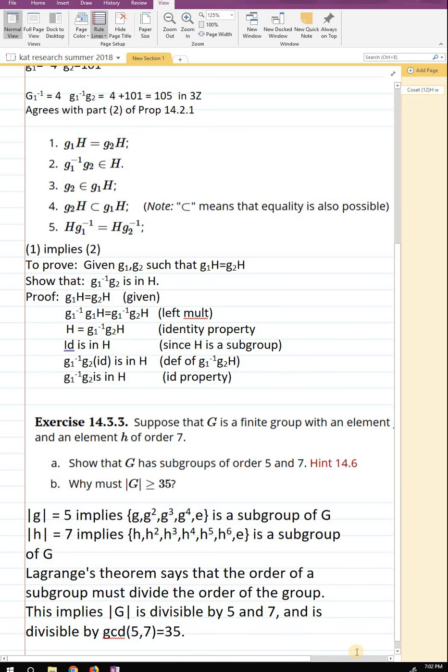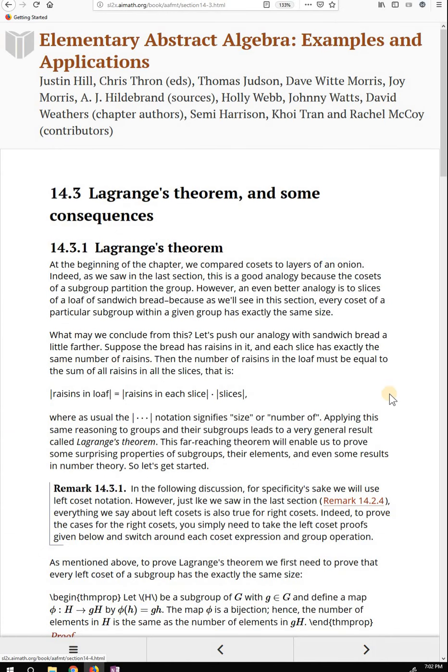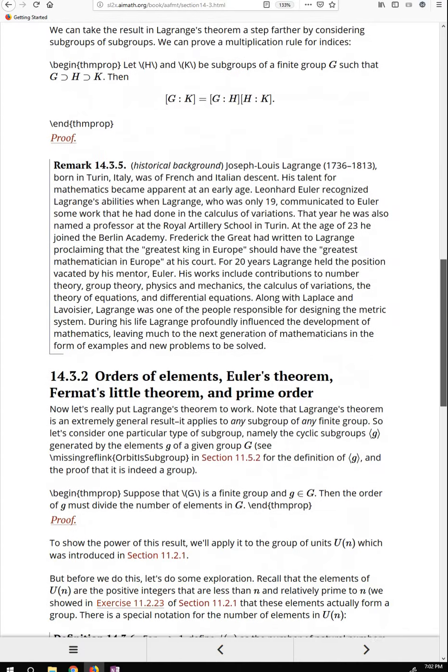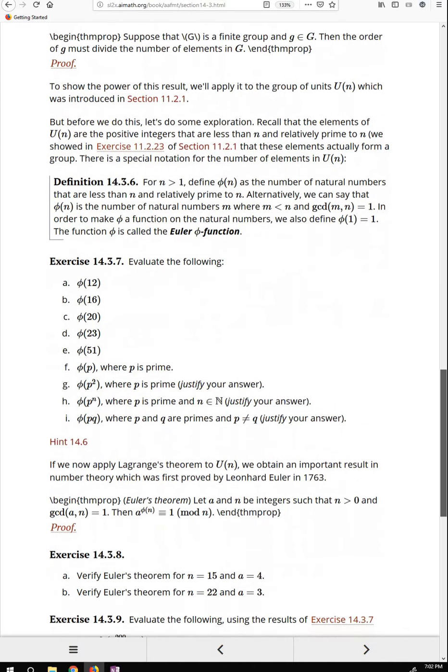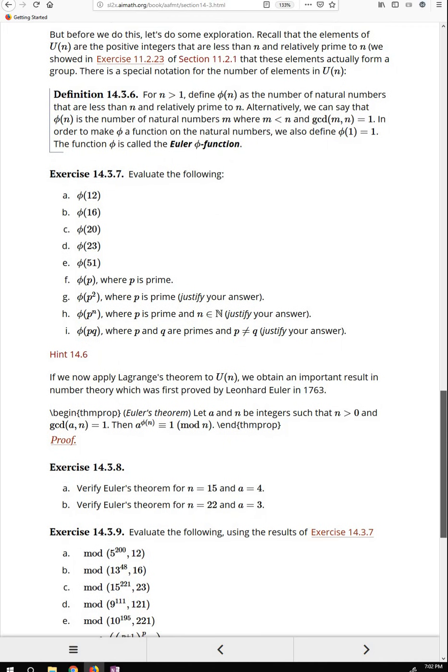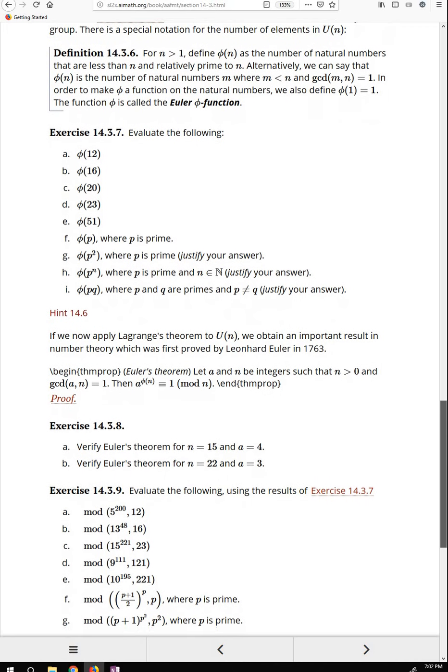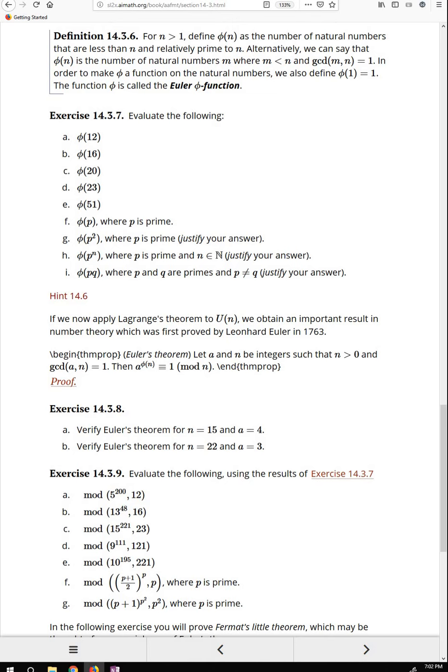All right, so you okay? Yeah. All right, so that's Lagrange's theorem. And all right, so what I was saying here is that I think we showed that when you take the multiplicative group U_n, the number of elements in that group is the number of integers less than n that are relatively prime to n. I believe that we showed that.